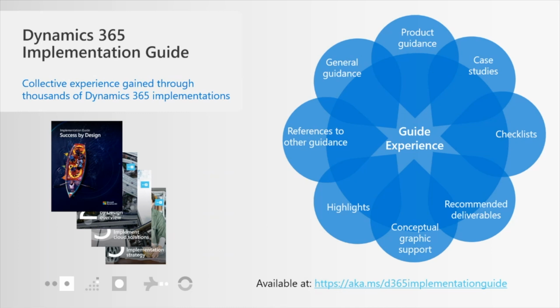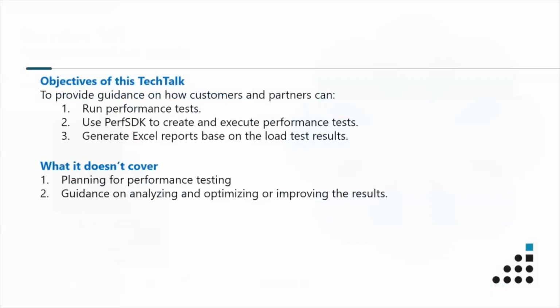Before getting into the depths of this tech talk, I'd like to quickly remind everyone of the Dynamics 365 implementation guide. Since everyone watching this is interested in performance, special attention should be given to Chapter 17, Performance Solution Beyond Infrastructure. The purpose of this tech talk is to discuss how customers and partners can do performance testing. We'll also look at some simple scenarios where PerfSDK can be leveraged to perform the testing. In a later tech talk, our team will look at how the results can be analyzed and optimized.